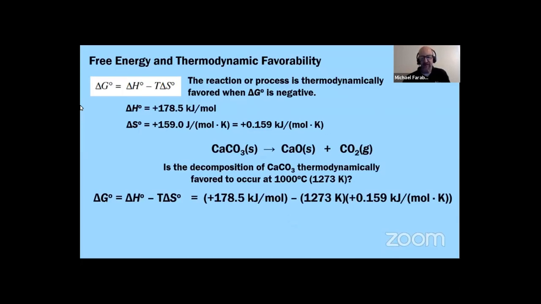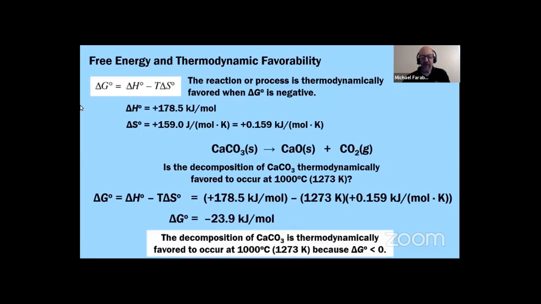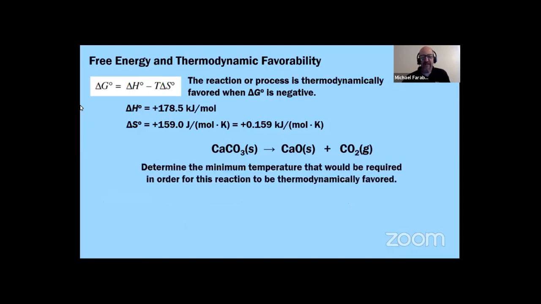And now when I do this math, the delta G is negative. So it is favored to occur at 1,000 degrees Celsius, but it was not favored to occur at 25 degrees Celsius. So my next question is kind of related to these two results. Determine the minimum temperature that would be required in order for this reaction to become favored.